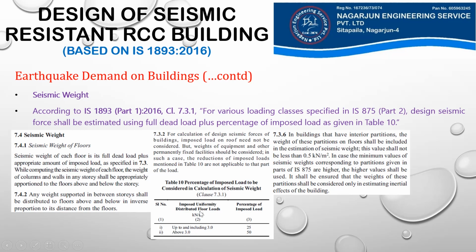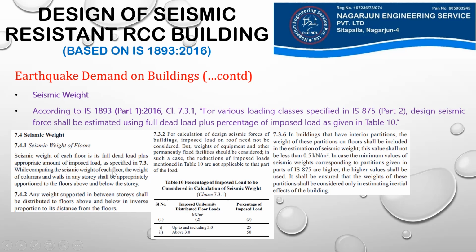And if the magnitude of our imposed load is above 3 kilonewton per meter square, we take 50% of those loads. So to determine seismic weight, full dead load or all of the dead load of the building is included and only a certain percentage of the live load. If you look at clause 7.4.1, seismic weight of floors, the code says seismic weight of each floor is its full dead load plus appropriate amount of imposed load as specified in 7.3 that we just saw now.